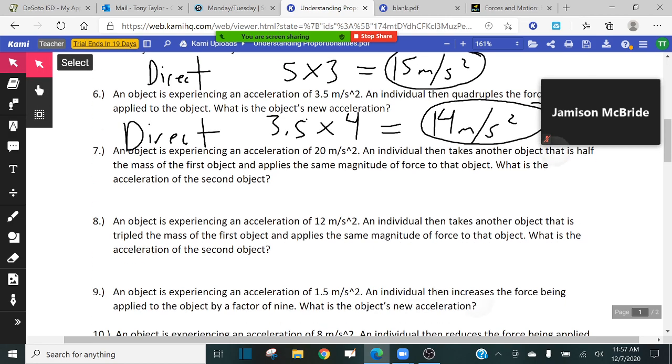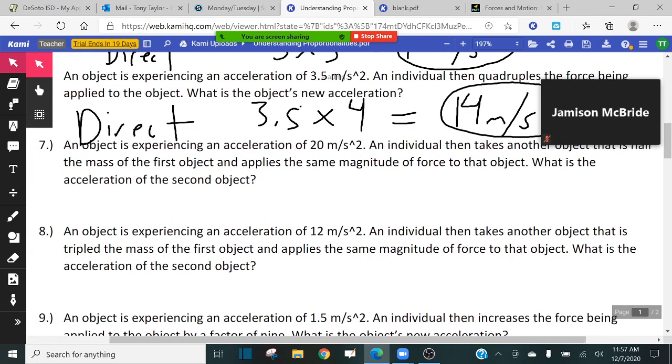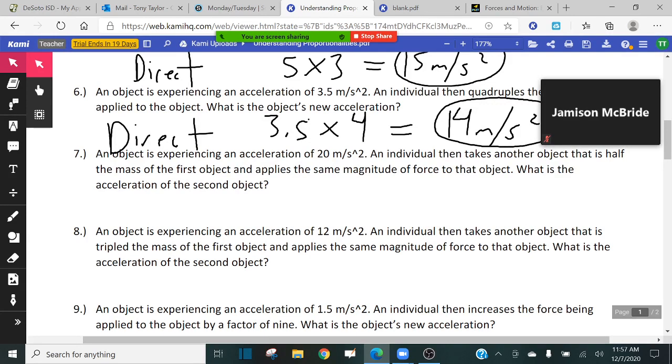Again, guys, stop me if you guys have any questions. Number 7 says, imagine that an object is experiencing acceleration of 20 meters per second squared. An individual then takes another object that is half the mass of the first object and applies the same magnitude of force to the object. What is the acceleration of the second object?